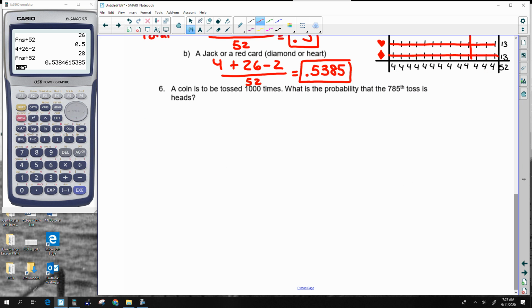Next, last one is law of large numbers. Don't overthink it. Just find the probability of what they want. So a coin is 1 half. Don't overthink that last one.